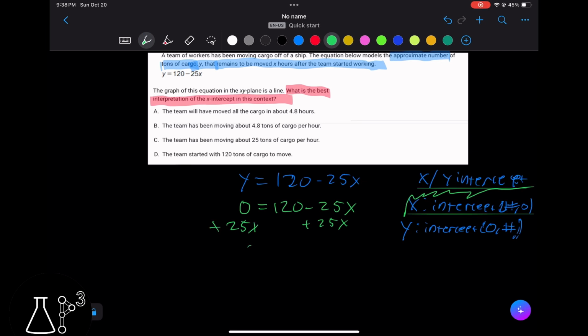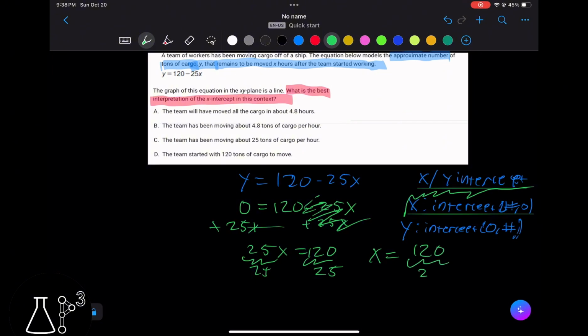I get 25x equals 120, because the minus 25x and the plus 25x cancel out. If I divide both sides by 25, I'm left with x equals 120 divided by 25, or x equals 4.8. Therefore, C and D are incorrect. So let me read A and B to determine the best interpretation of the x-intercept.